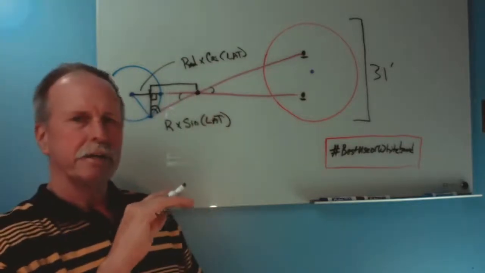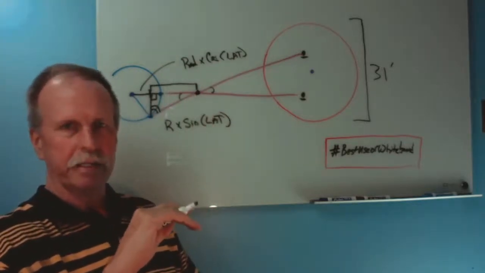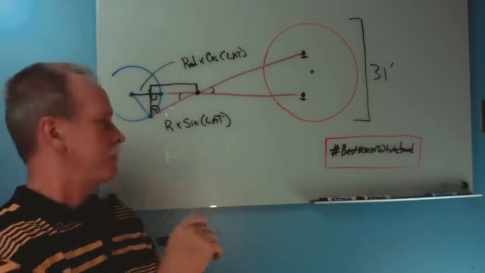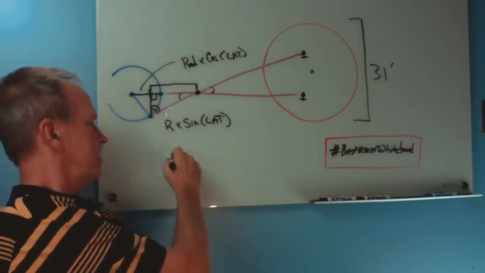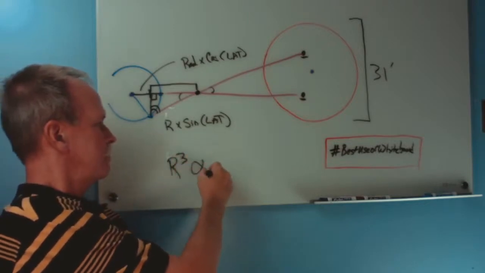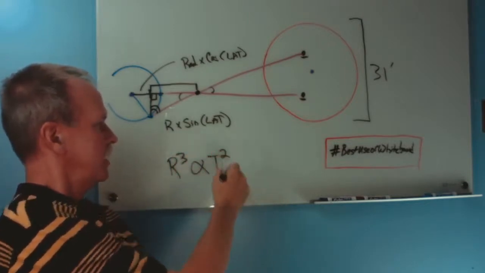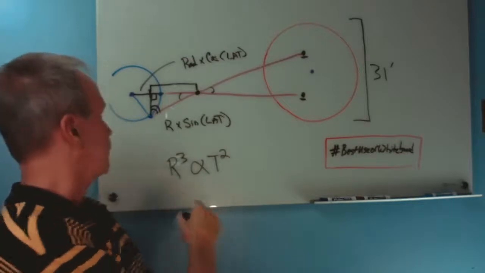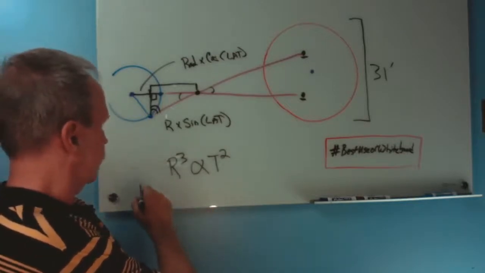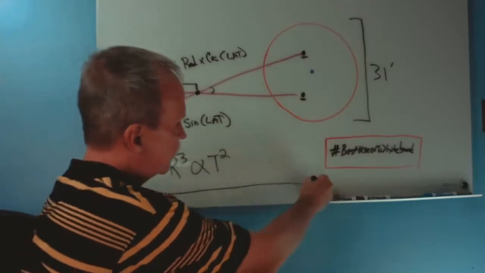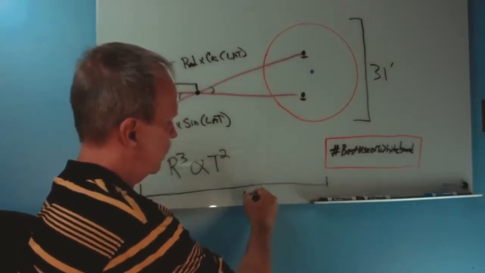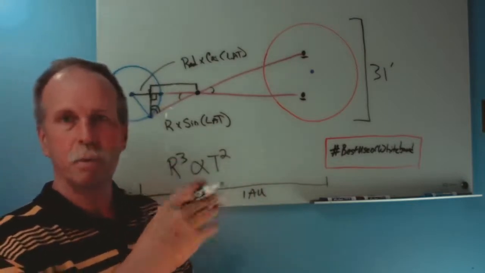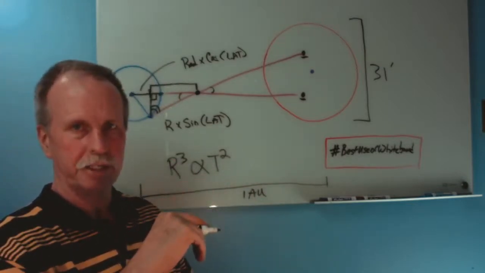Now next we have to go to something called Kepler's laws of planetary motion. Now, the third law of planetary motion is that radius cubed is proportional to time squared. Now, what does Kepler's law allow us to know? Well, we know that this distance from the center of the Earth to the center of the Sun is 1 astronomical unit. That's just by definition what 1 astronomical unit is.